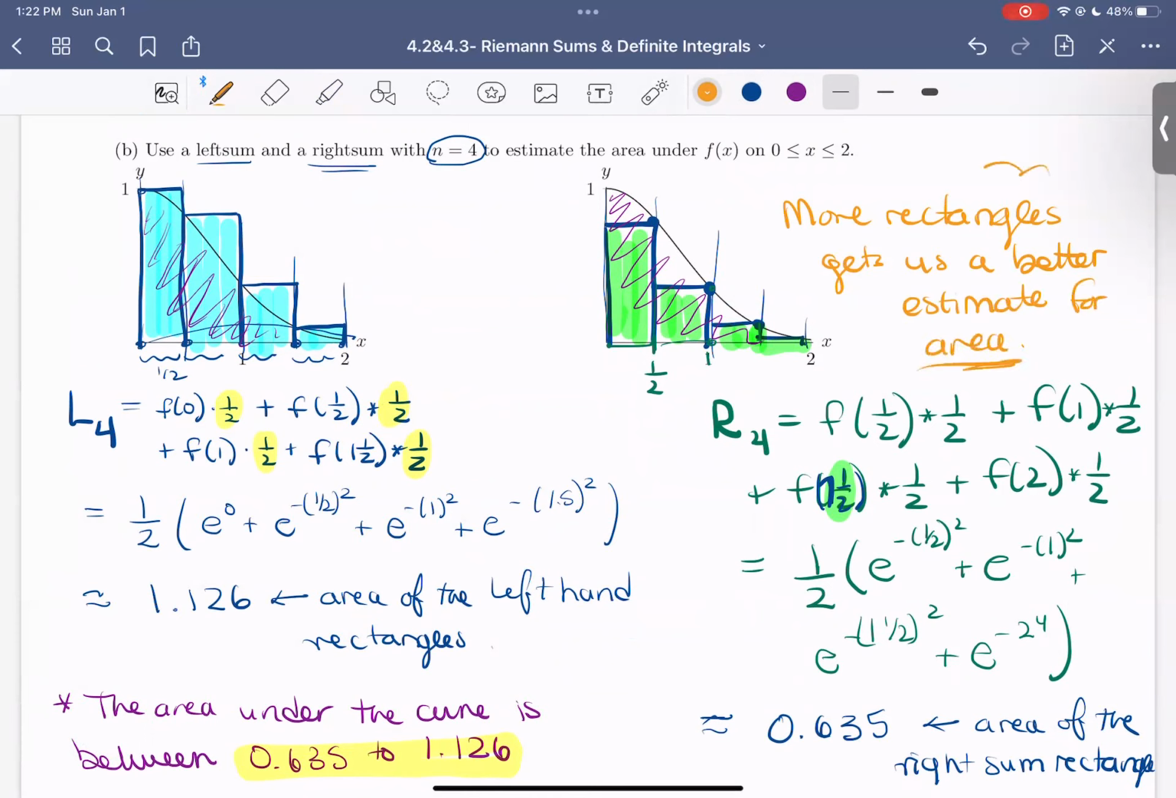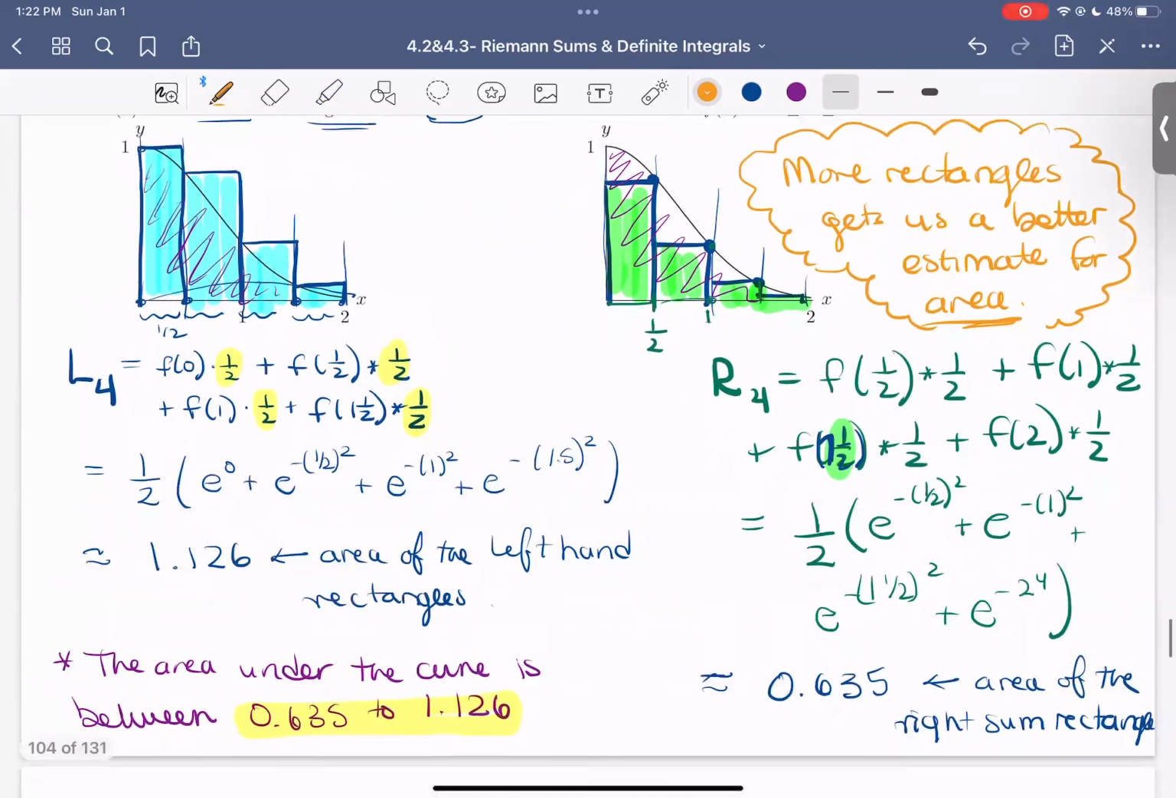So if we were to do this again, and I'd encourage you to do so, using say 6, 10, or 20 rectangles, you're going to get a better and better estimate as you go along. All right, thanks for your hard work.